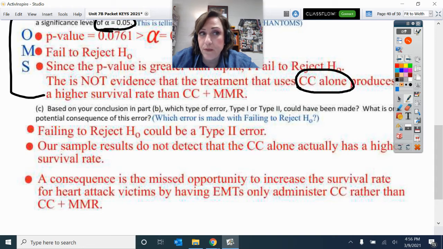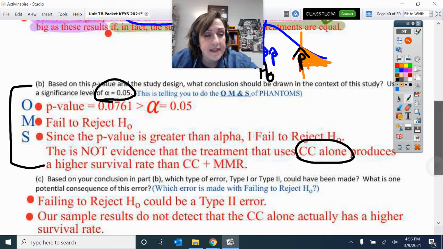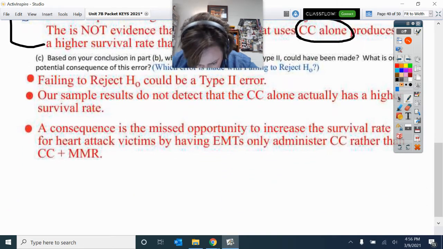Based on the conclusion in part B, which type of error, type 1 or type 2, could have been made? And what's the potential consequence of this error? So I have to think to myself, they failed to reject. When is failing to reject an error? Failed to reject a false null hypothesis. Type 2 error, type 2 error. That's how I have to remember it.